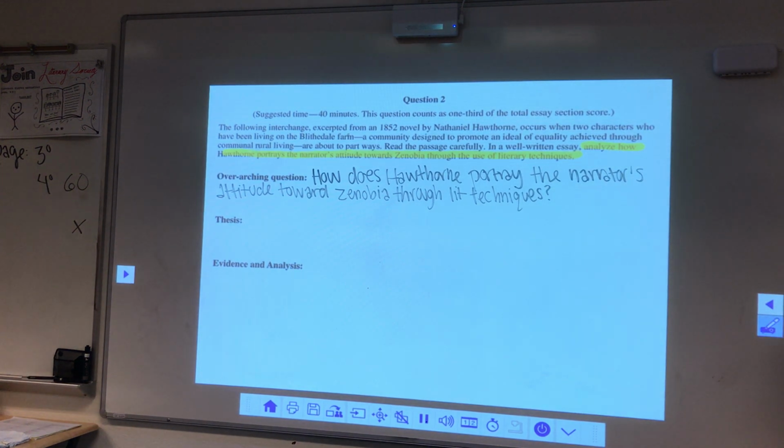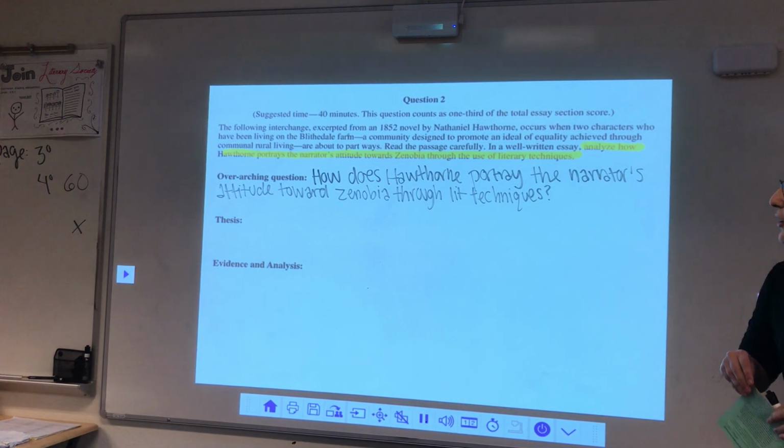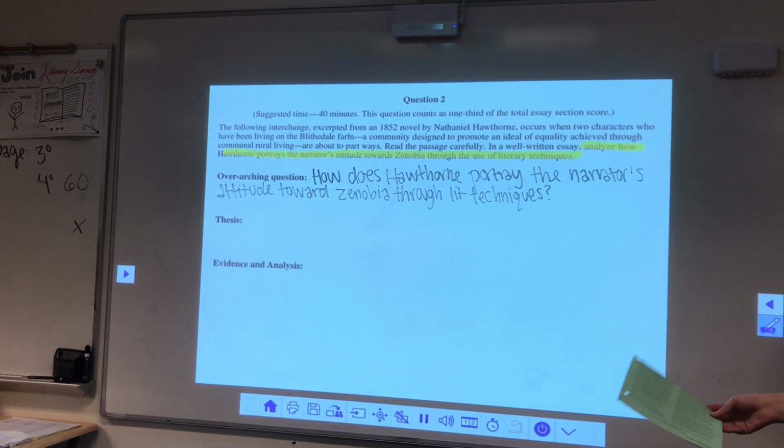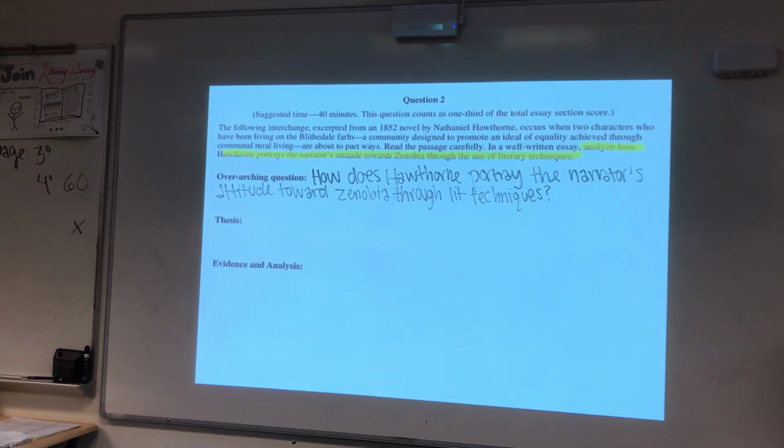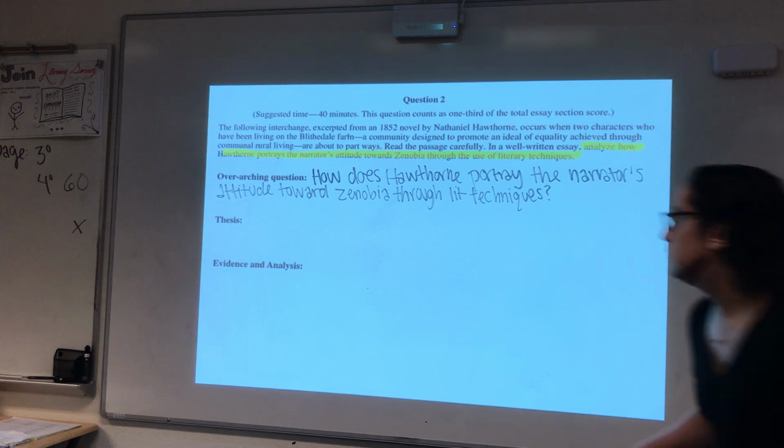And it might feel a little redundant, especially because our overarching question is very similar to part of the prompt. But I think this is important to remember. We want to answer this question throughout our essay, right? Answer it with the thesis, answer it with the topic sentences, answer it with our analysis. So I still think that this question is important to write.